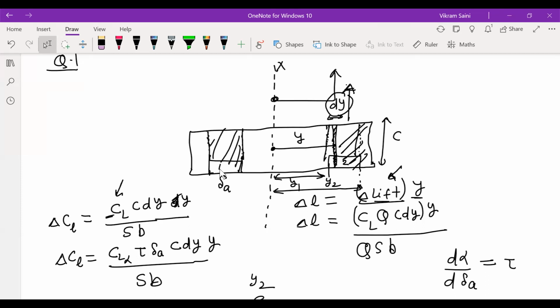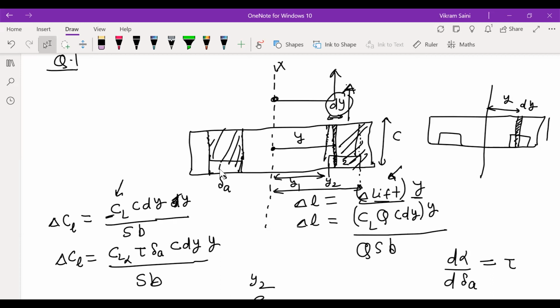You write lift force as CL, dynamic pressure, and area. So what I've done is I've taken this small strip. I'll draw it again for you. So this was the wing section. There were two ailerons. This was the center line on which CG lies. I take a small section here with a width dy, located at a distance y. And since the wing is rectangular in this case, this is the chord length C at that location.